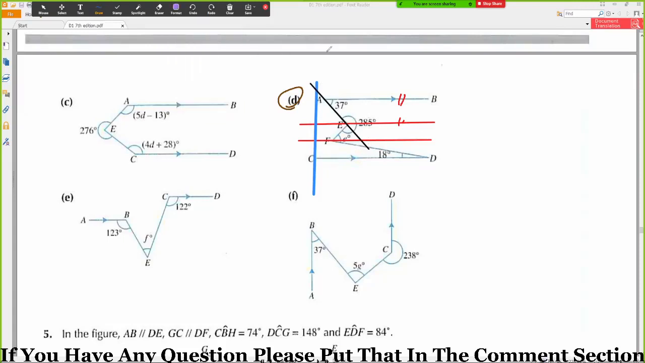So in this case, this is the parallel line, so this angle will be equal to this angle. Okay, so it means that this angle will be equal to 37. Now let's check this angle.